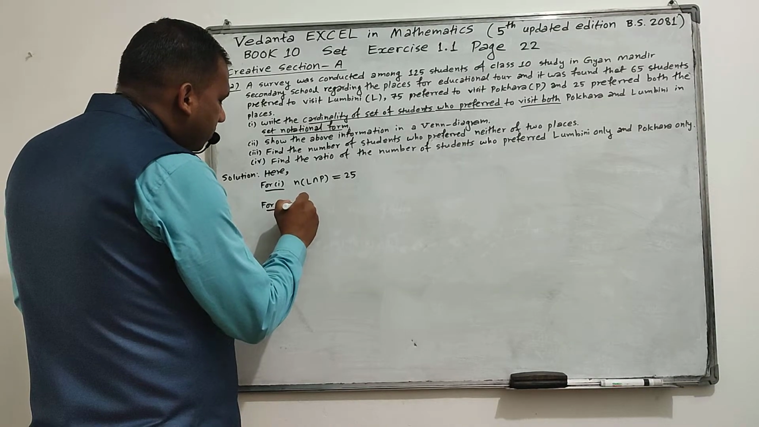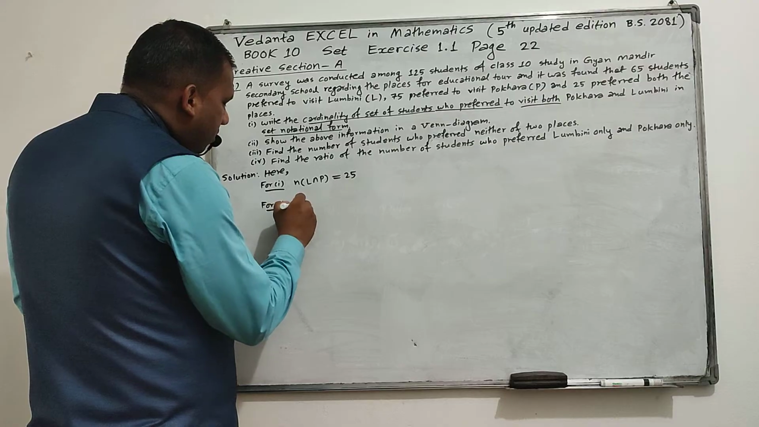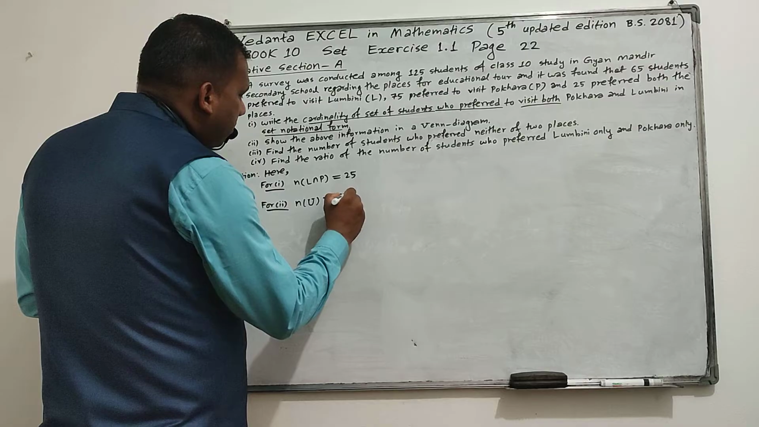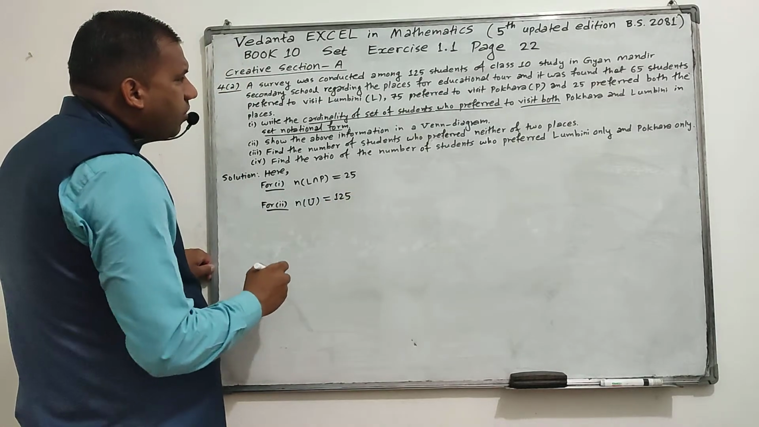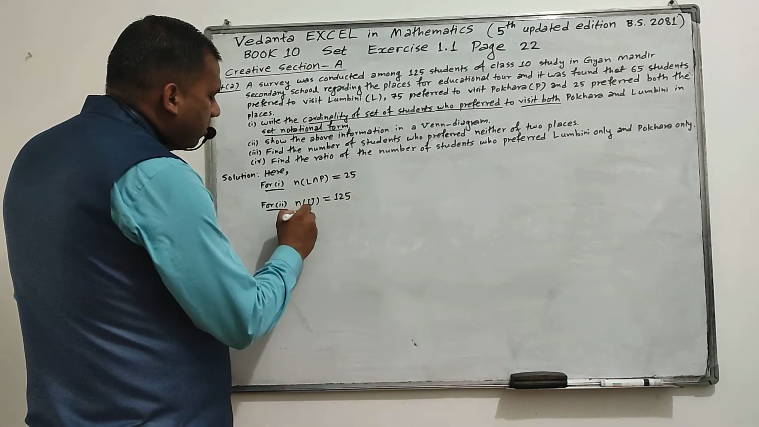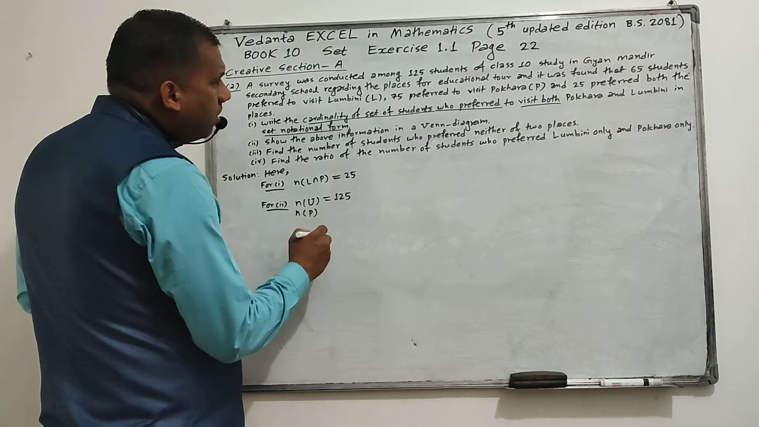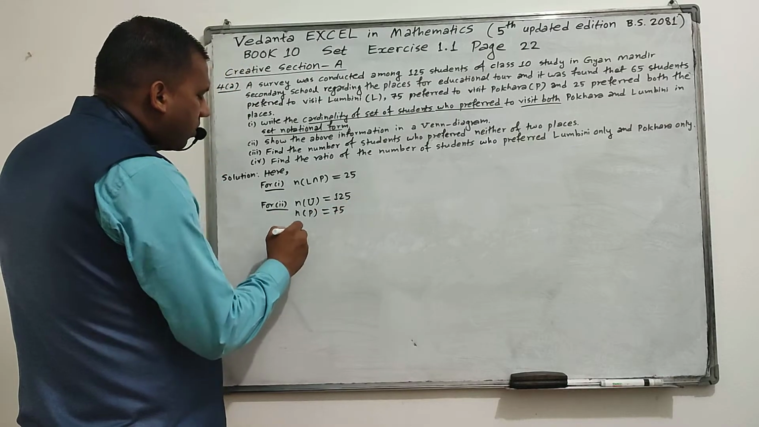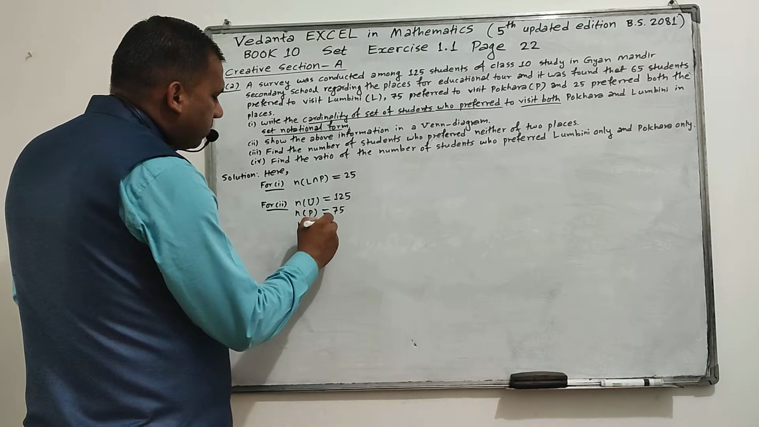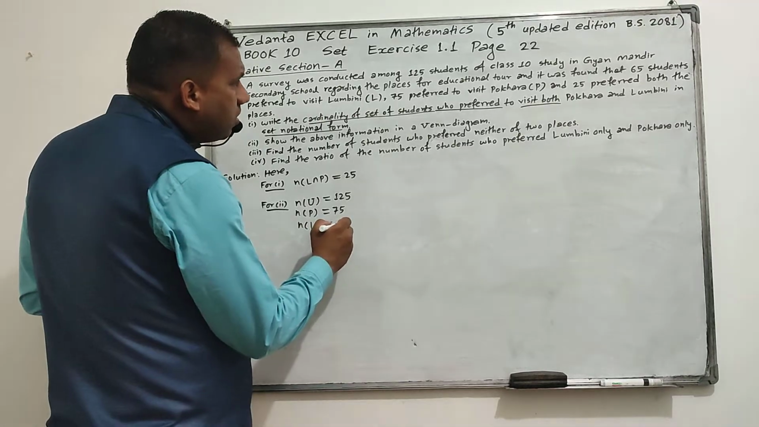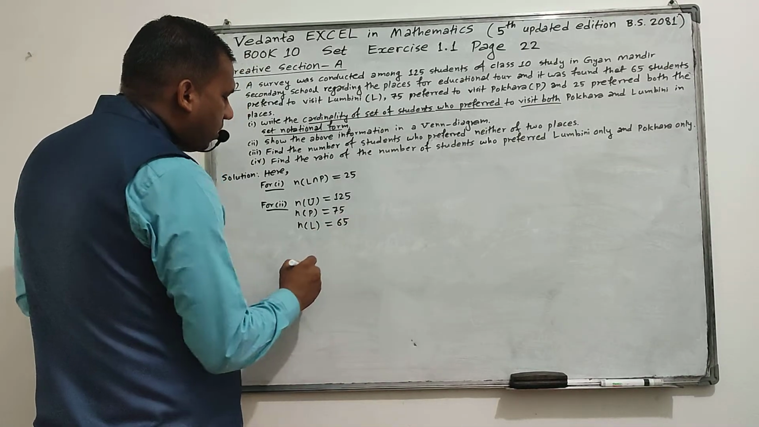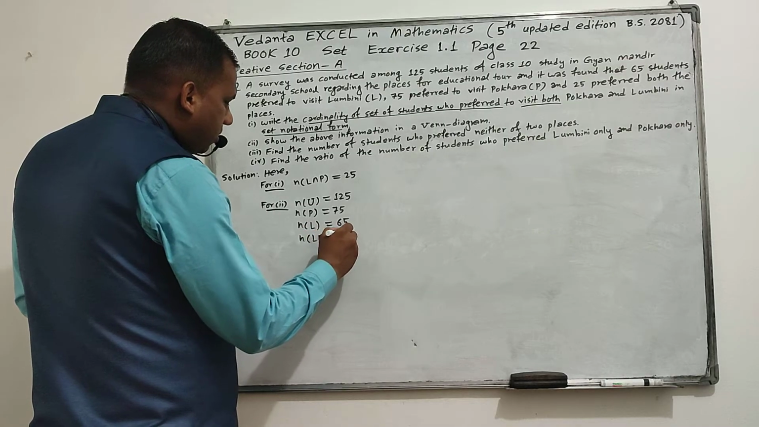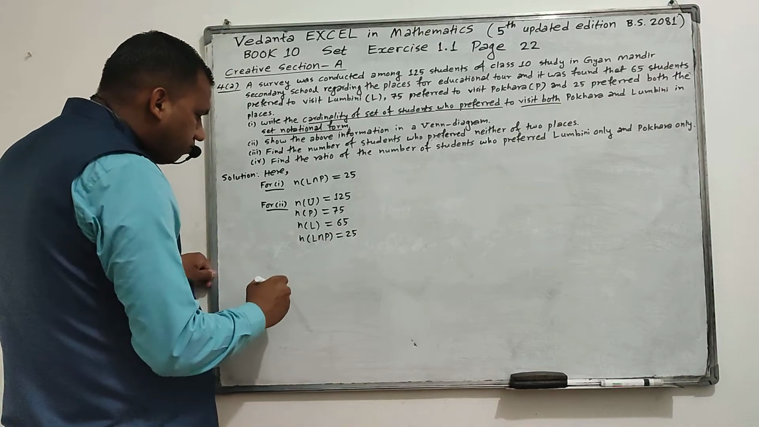Here, n(U) is 125 and n(P) is 75. n(L) is 65. n(L intersection P) is 25.